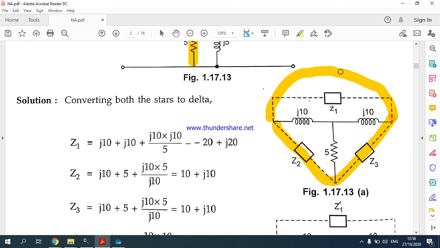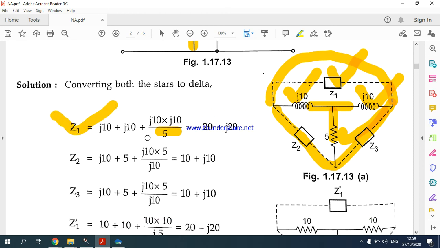For this T, what am I drawing? Delta, right? I want to get Z1. Z1 means what? Z1 is j10 plus j10 plus j10 into j10 divided by 5. According to my derivation result, I have drawn this. I can get Z1. Similarly, for Z2, tell me.